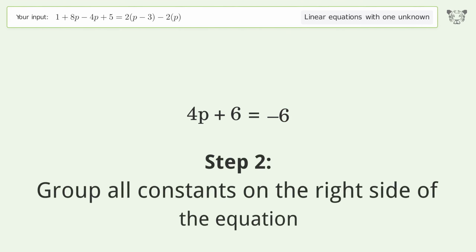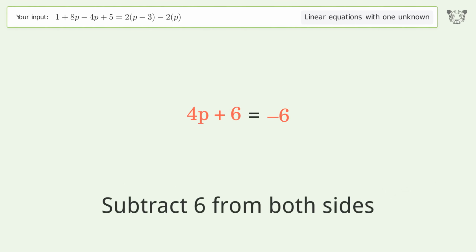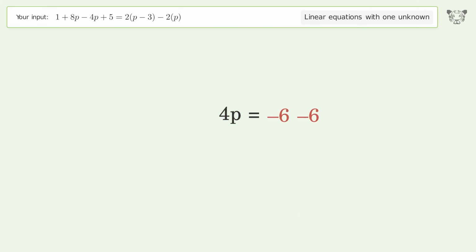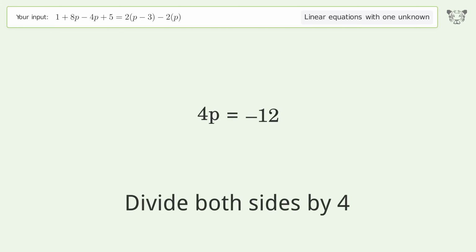Group all constants on the right side of the equation. Subtract 6 from both sides. Simplify the arithmetic. Isolate the p. Divide both sides by 4.